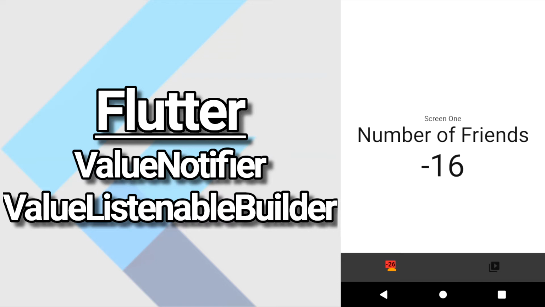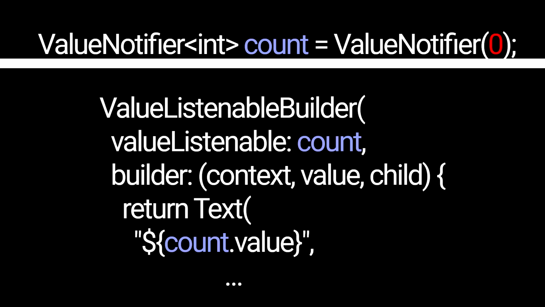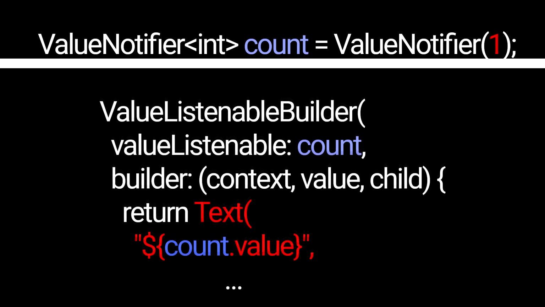Here we'll be going over ValueNotifier and ValueListenableBuilder. A ValueListenableBuilder will listen to a ValueNotifier and then rebuild once that ValueNotifier changes. So if you have a ValueNotifier of type int and it's set to 0 and then something changes it to 1, the ValueListenableBuilder will rebuild its widgets since the ValueNotifier has changed.